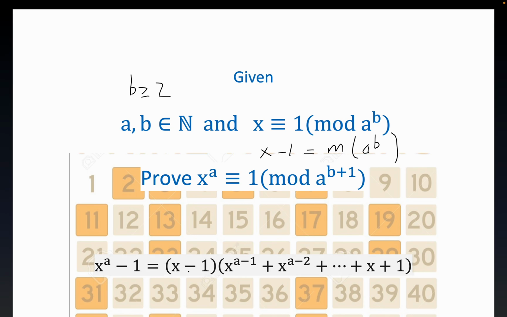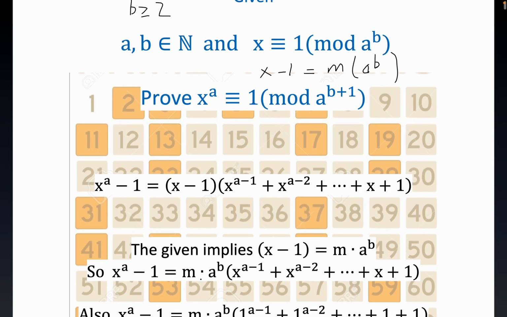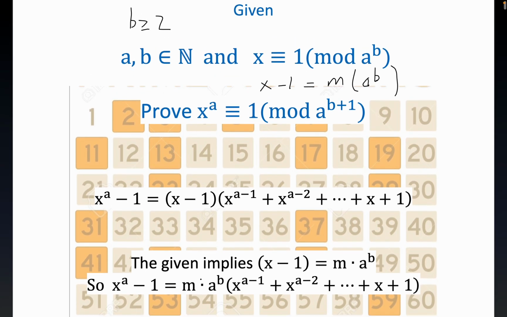You can check that this works out. Everything magically cancels out except the x to the a term and the minus 1 term. It's sometimes called telescoping expansion. Okay, let's keep going. It's really a fairly straightforward proof, and we'll work a concrete example when we're done here. Just as I mentioned, the given implies that x minus 1 is a multiple of a raised to the b, and so that's what we do. We just replace x minus 1 with m times a to the b, all right?